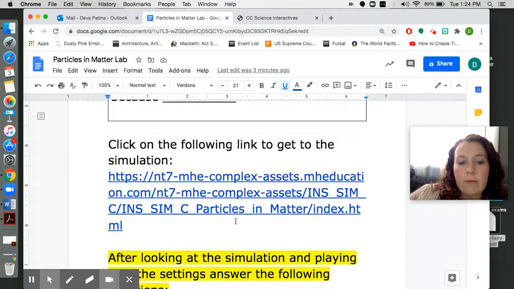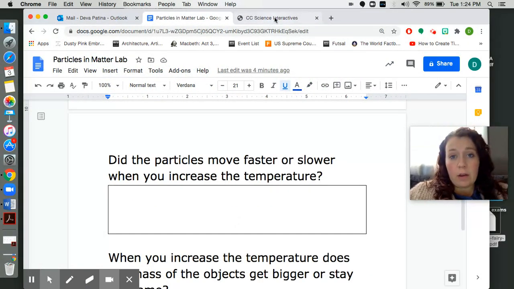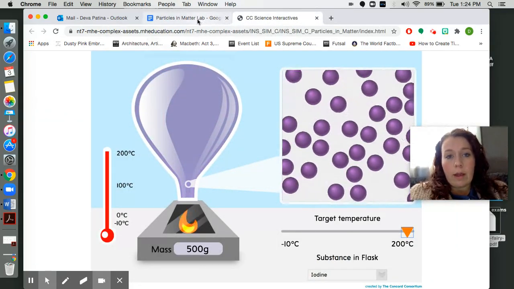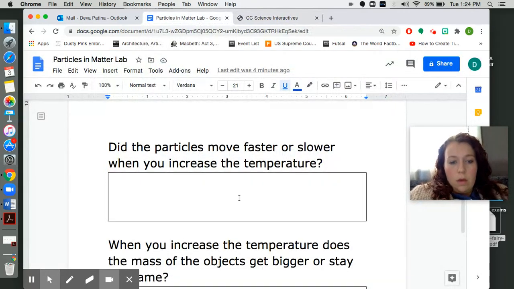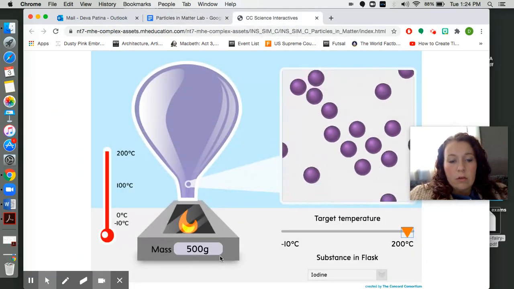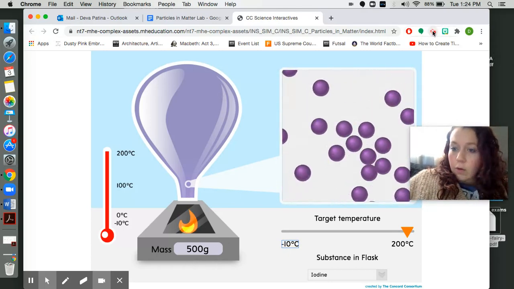So over here, after you're done, I want you to answer the question. Do the particles move faster or slower? So as I went to the right on the dial, do they move faster or slower when I increase the temperature? When you increase the temperature, does the mass of the objects get bigger or stay the same? Did the mass ever change? If not, then the answer would be the same. All right, enjoy and answer those questions.